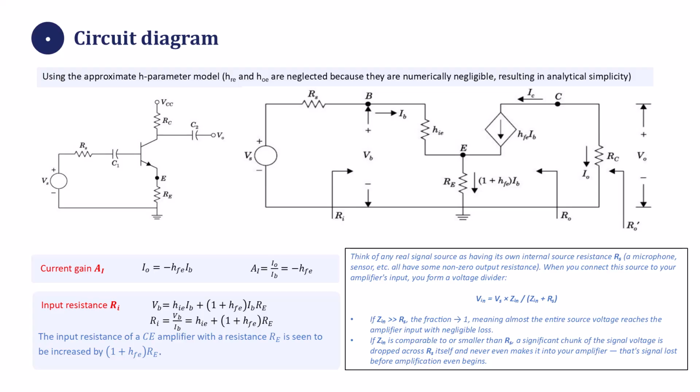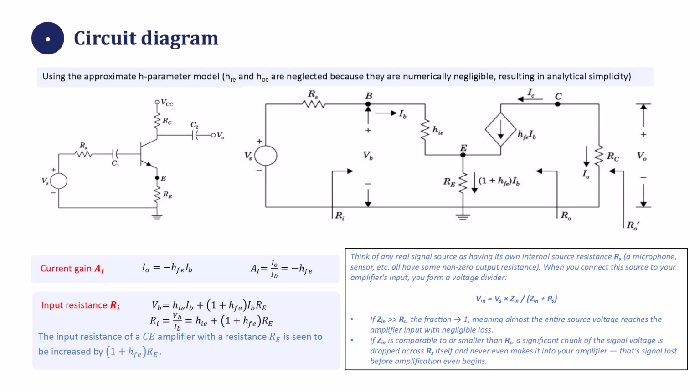Let's start with current gain, AI. Since all the collector current IC flows out as IO and IC equals negative HFE times IB, our current gain AI, equal to IO over IB, is simply negative HFE. Now for input resistance, Ri. Applying Kirchhoff's voltage law around the base loop, VB equals HIE times IB plus the quantity 1 plus HFE times IB times Re. Dividing VB by IB gives us Ri equals HIE plus the quantity 1 plus HFE times Re.